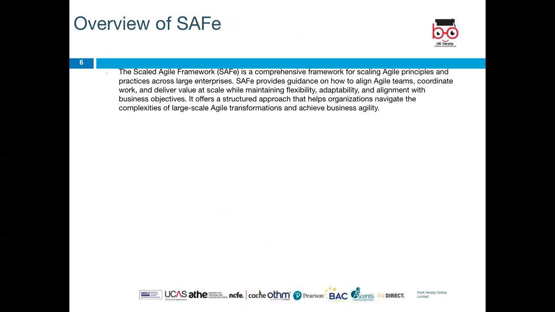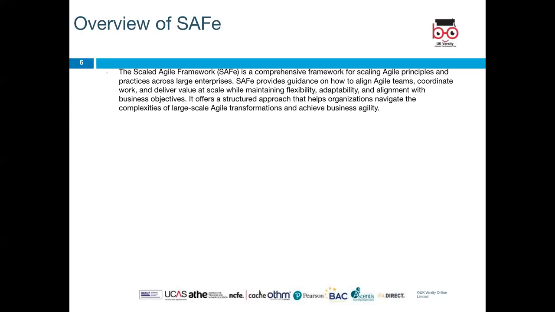The next topic is overview of SAFe. We literally just looked at the definition, but we'll be looking at it in more detail in this slide. So, what is the Scaled Agile Framework, SAFe? This is a comprehensive framework for scaling Agile principles. And if you remember, we looked at Agile principles some few weeks ago, maybe the second week. So Agile principles and practices across large enterprises.